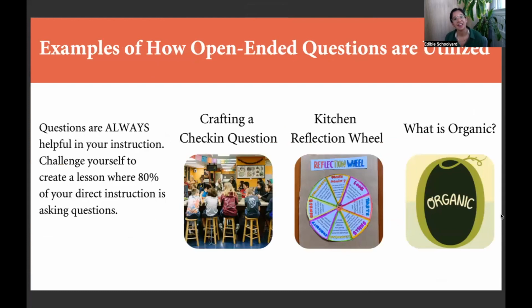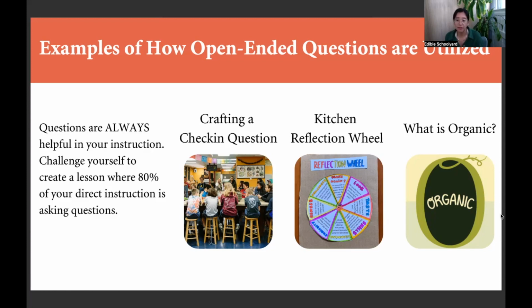Great, next slide. Awesome. Again, some examples of ways that we at Edible Schoolyard use open-ended questions: we have a resource on our resource page called Crafting a Check-in Question. It's just ways in which we've thought about different types of check-in questions. We have something called a kitchen reflection wheel, which is part of a curriculum I wrote called Cooking with Curiosity, and I really, really love this. It's a wheel that they spin, and then wherever they land, you answer that question. The questions are meant to provoke deeper considerations around what they're cooking in the classroom.